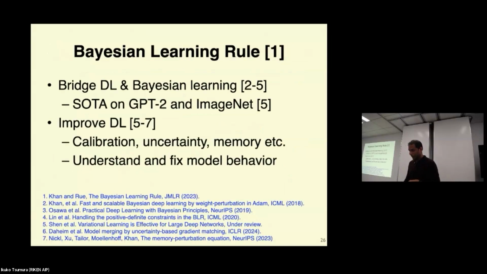Okay, so to summarize in 10 seconds: I showed you the Bayesian learning rule that bridges the gap between deep learning and Bayesian learning and many other learning algorithms. It runs quite well. You can download the code and run it. It improves certain aspects of deep learning like calibration, uncertainty, memory, and lifelong learning, and you can understand and fix model behavior with that.